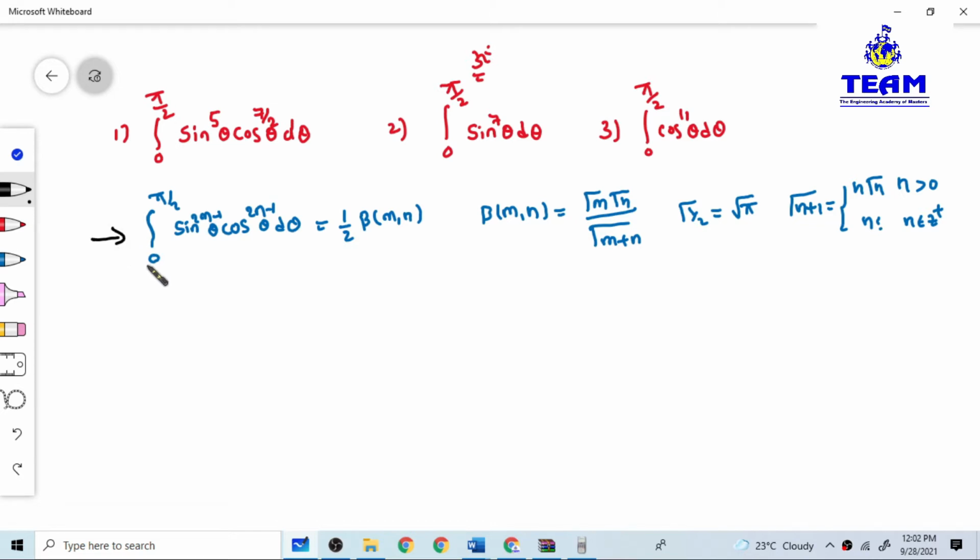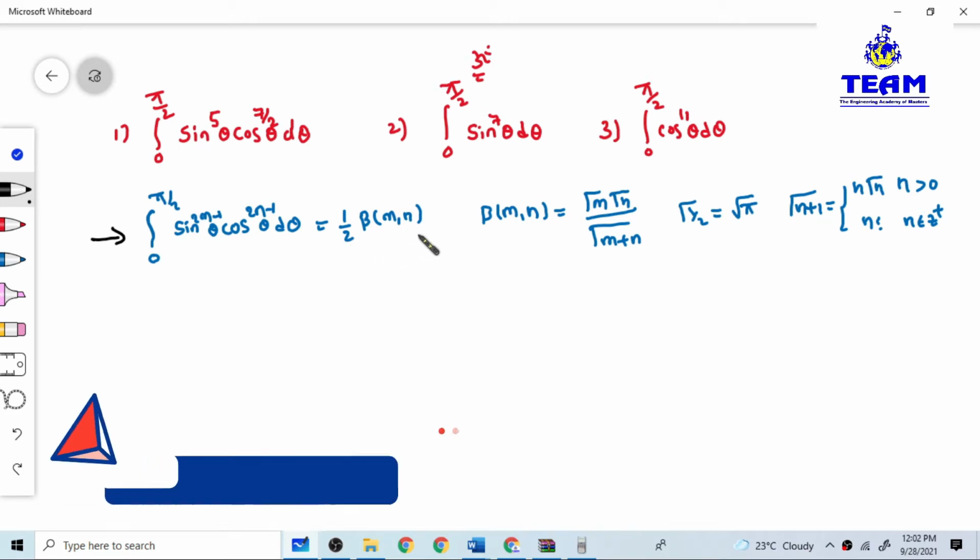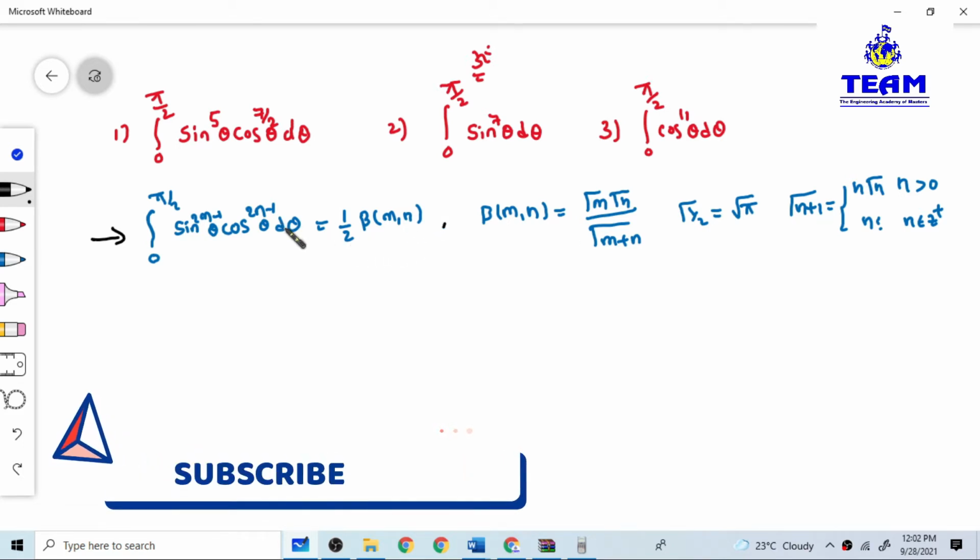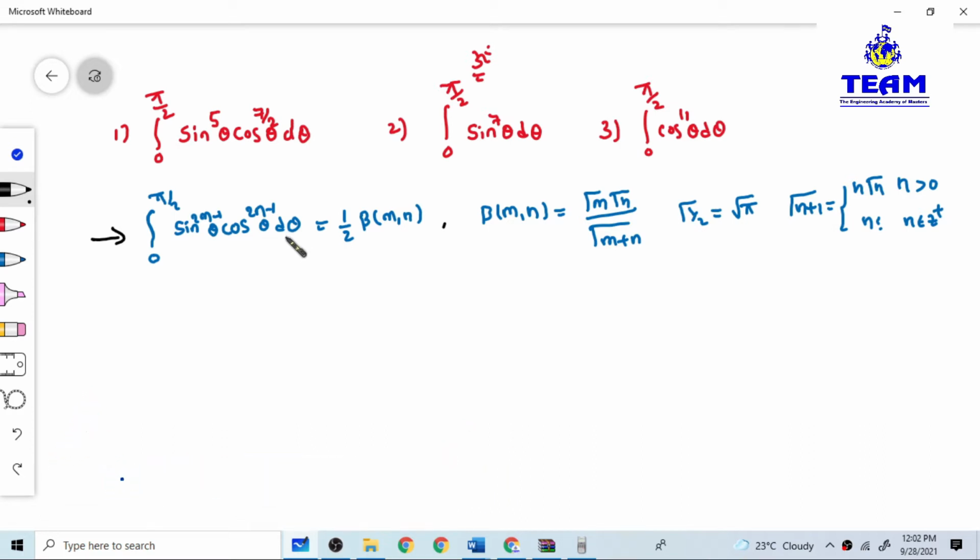This is a very important formula. We already did the proof also. Integral 0 to pi by 2 sine to the power of 2m minus 1 theta cos to the power of 2n minus 1 theta d theta is equal to 1 by 2 into beta of m comma n. Friends, to solve these types of problems, we have to recall a few formulas. I will explain those formulas. Actually, this is the beta of m comma n in trigonometric functions.